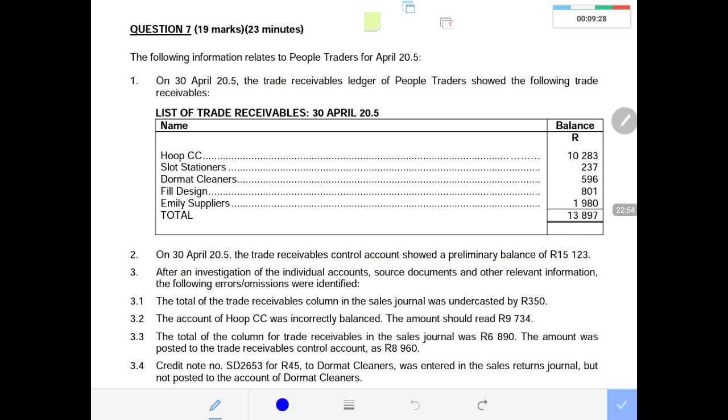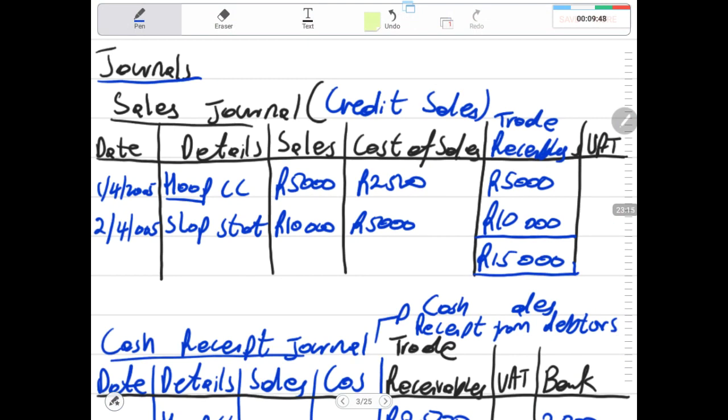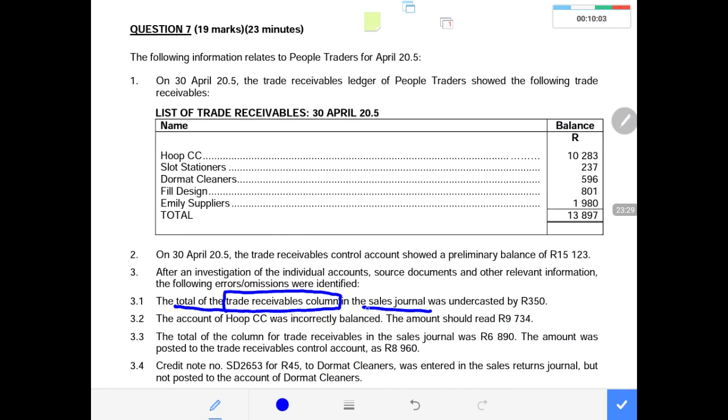The total of the trade receivables column in the sales journal, I want to highlight that the total of the trade receivable column, it says trade receivable column in the sales journal. So now I think you understand why I did what I did. They say the column of trade receivable in the sales journal was undercasted. They say the total, not the amount of the data, the total.